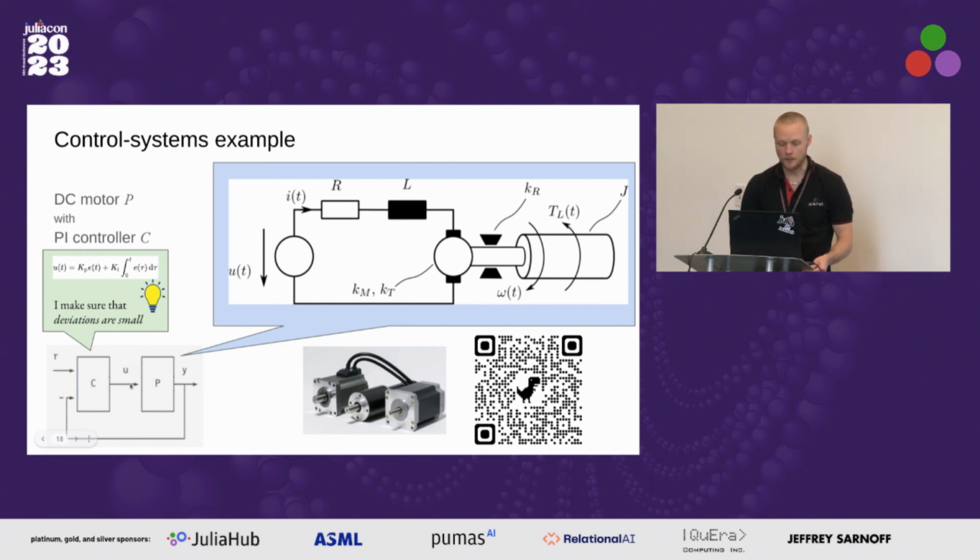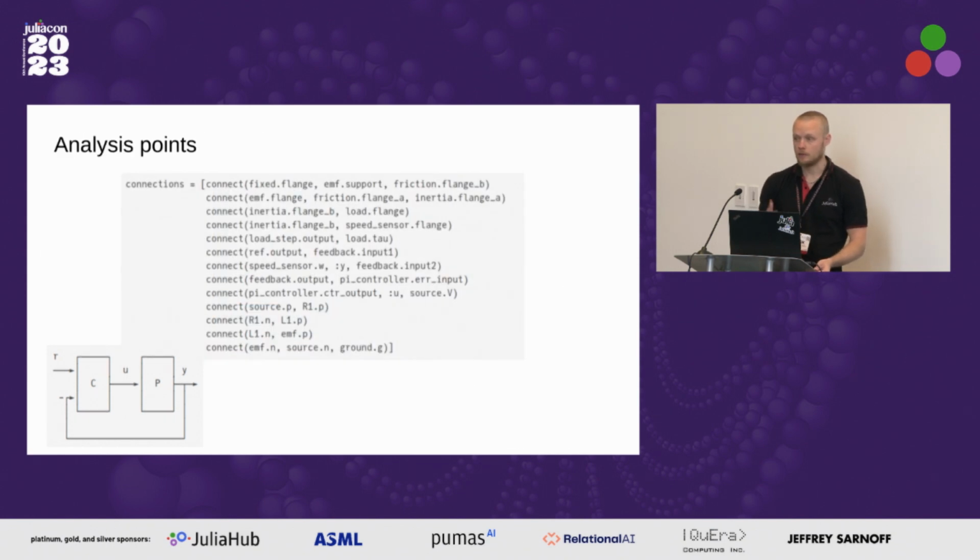And the block here, P, represents the motor. It has some electrical components, a resistor and inductor. It has an electromotive force, and then it has some mechanical components. So this is a multi-domain model that has both mechanics and electronics. I will not show the creation of all the components. You can refer to the ModelingToolkit standard library talk for that.